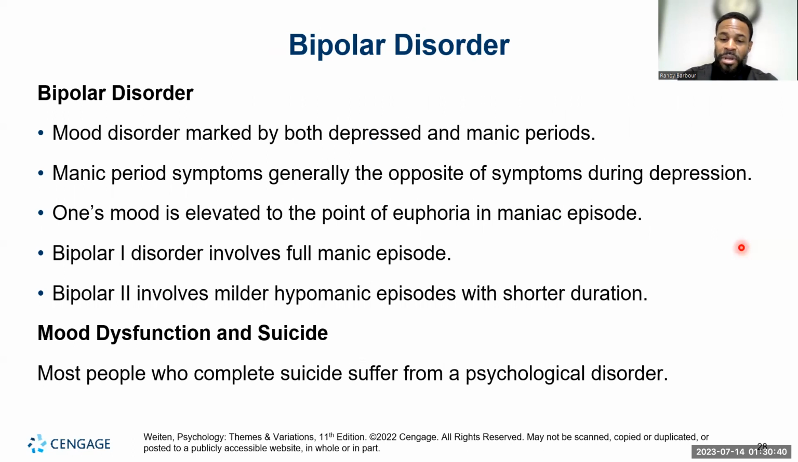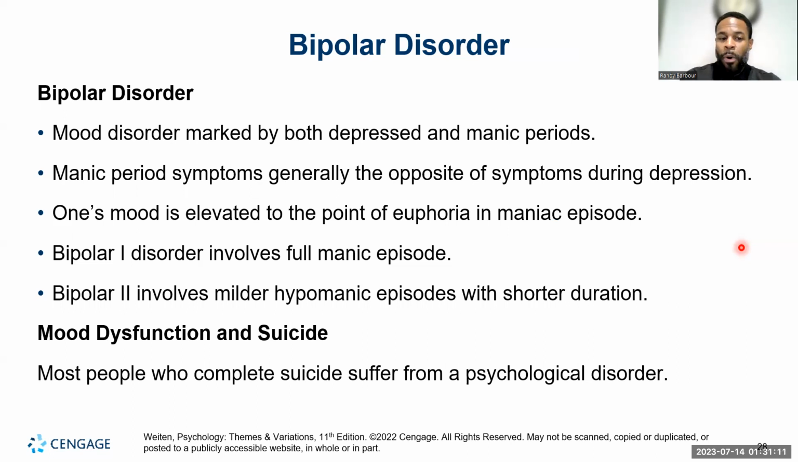A depressed period is when you have depression, so you don't have pleasure in anything, you feel down, you feel kind of out of it. But in manic episodes, it's the opposite of your symptoms in depression. Someone having a manic episode has a euphoric state, a lot of energy, a brighter outlook on life. You're really excited about what's going on in your life, and your mood is elevated.